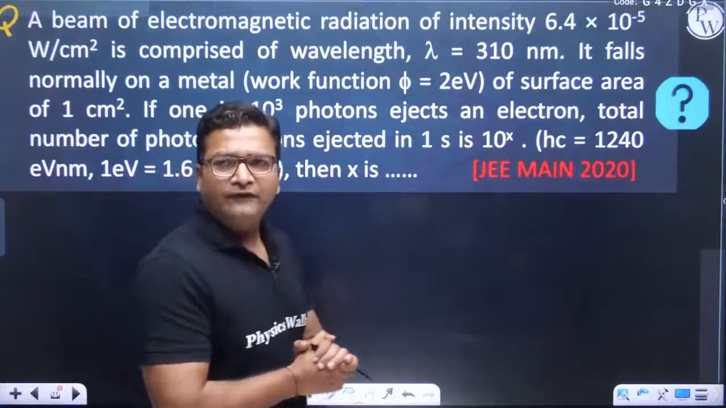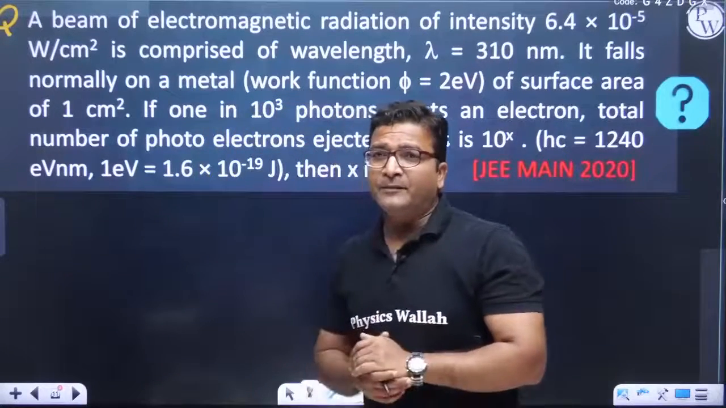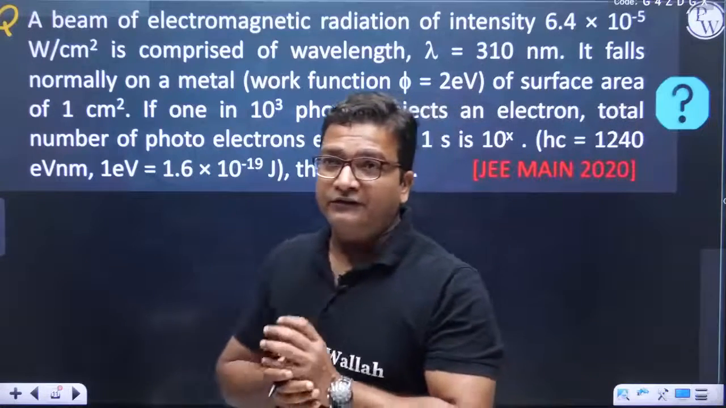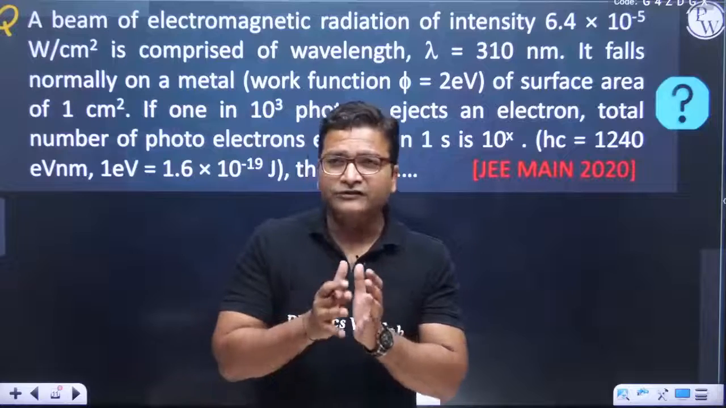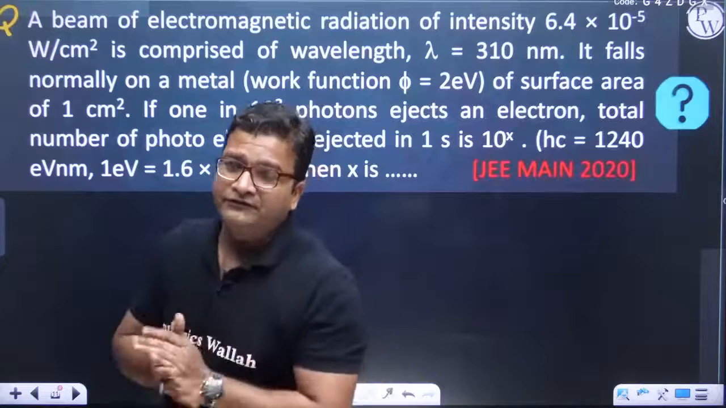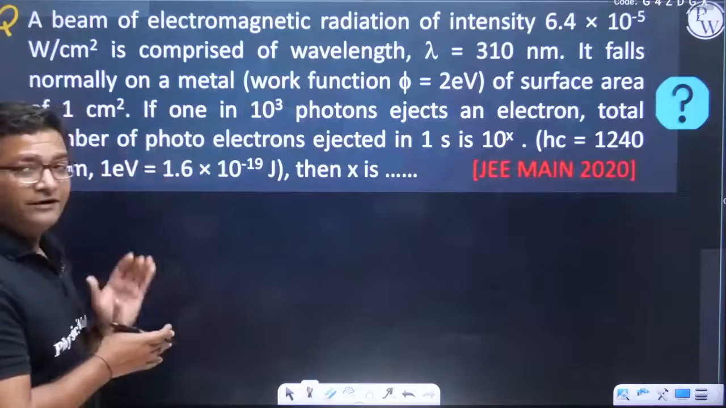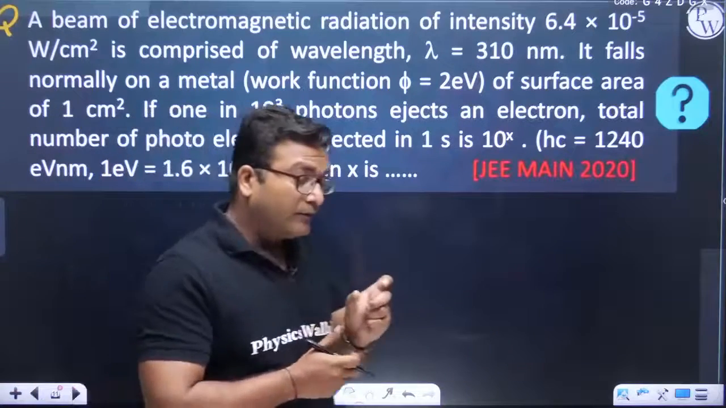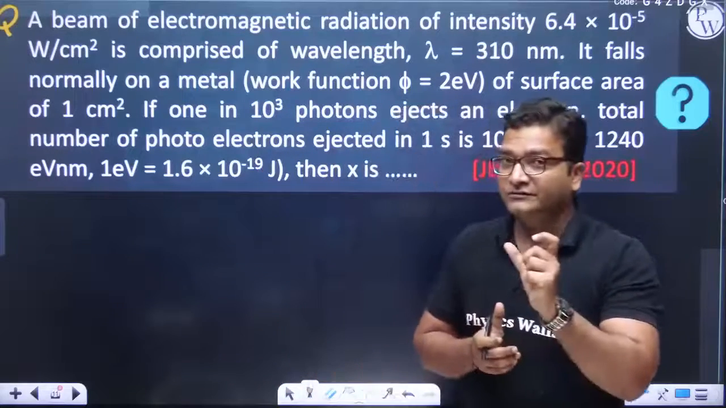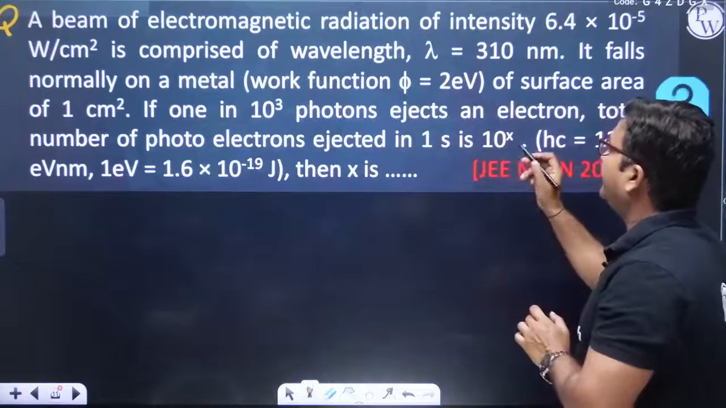Here we have a beam of electromagnetic radiation whose intensity is 6.4 times 10 to the power minus 5 watt per centimeter square, and it has a wavelength lambda of 310 nanometer. It falls normally on a metal surface of work function 2 electron volt, whose surface area is only 1 centimeter square, and only 1 in 1000 photons eject photoelectrons. So they are asking us the number of photoelectrons ejected in 1 second.